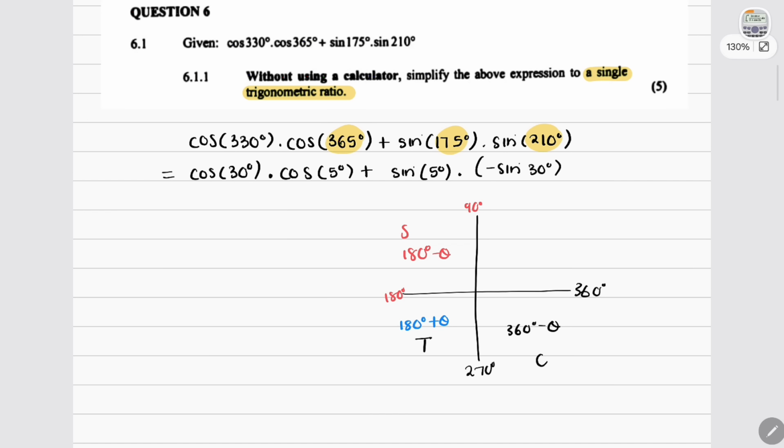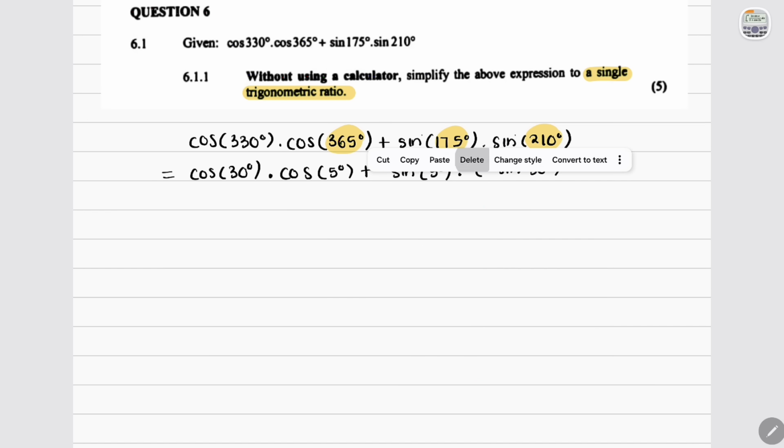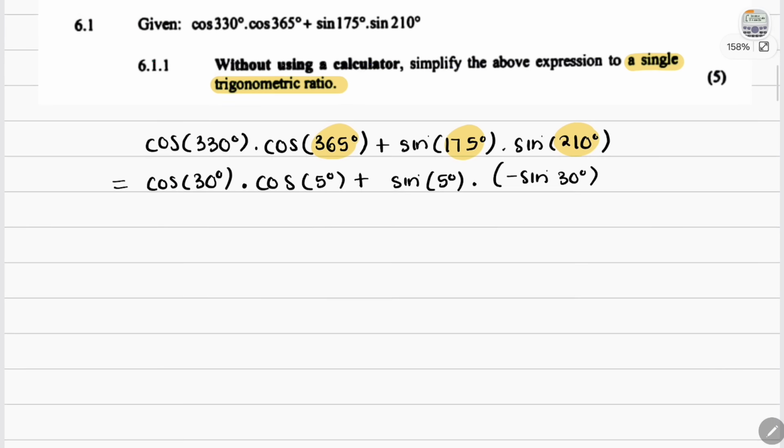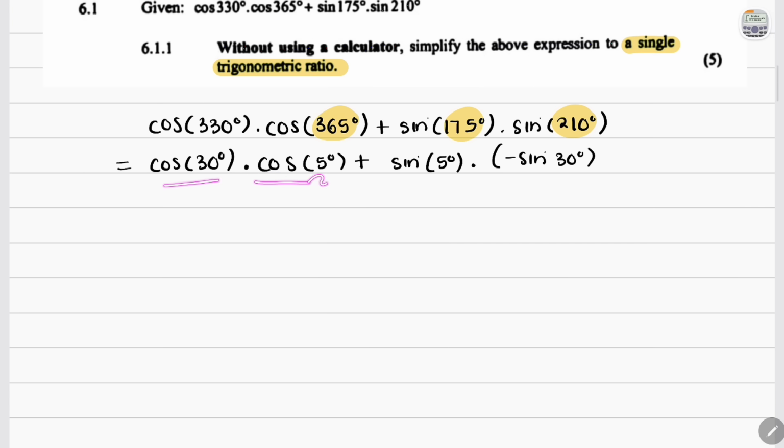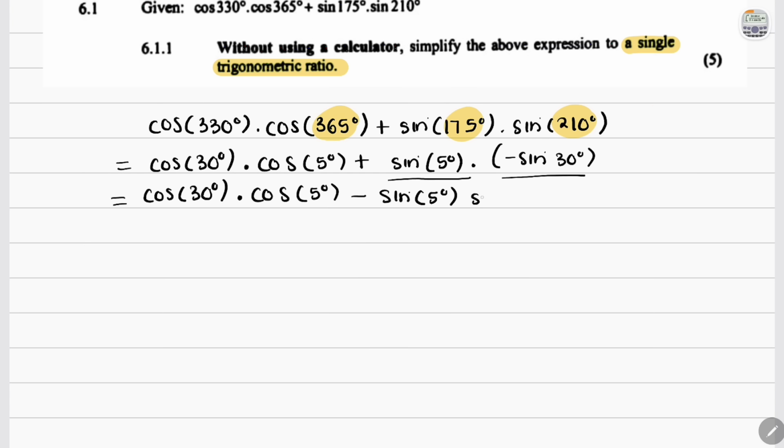And now all we are doing is simplifying. You can already see from the structure that they're clearly using compound angles. Okay, so cos, sine, sine. So this is equal to, none of these would change, they stay exactly the same. And then you see sine 5 degrees times negative sine 30 degrees just becomes negative sine 5 degrees sine 30 degrees. Okay, so that's what we have.